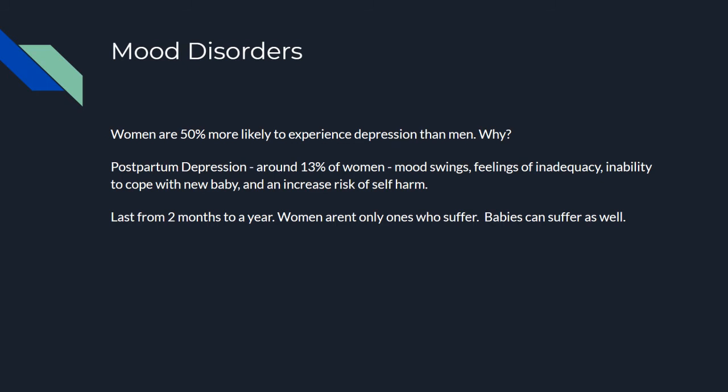About 13% of women who give birth develop postpartum depression, which is a moderately severe depression that begins within 3 months following childbirth. Typical signs are mood swings, feelings of inadequacy, being unable to cope with a new baby, and increased risk of self-harm. It also features a high level of restlessness and difficulty concentrating. It can last anywhere from 2 months to about a year.